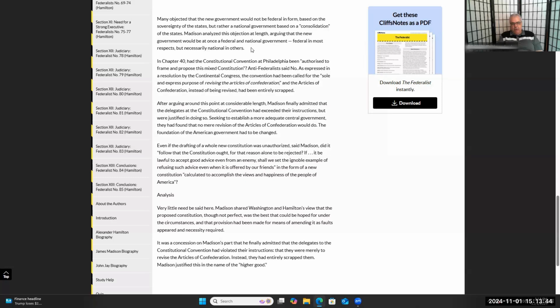Even if the drafting of a whole new constitution was unauthorized, said Madison, did it follow that the constitution ought for that reason alone be rejected? If it be lawful to accept good advice even from an enemy, shall we set the ignoble example of refusing such advice even when it is offered by our friends in the form of a new constitution calculated to accomplish the views and happiness of the people of America?